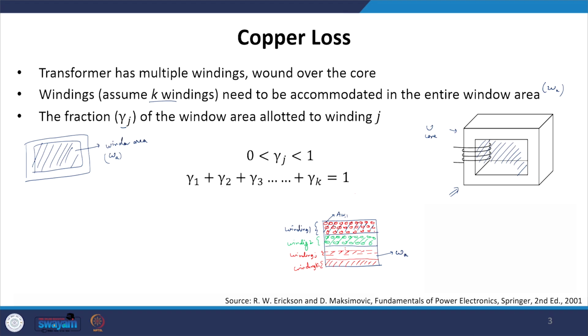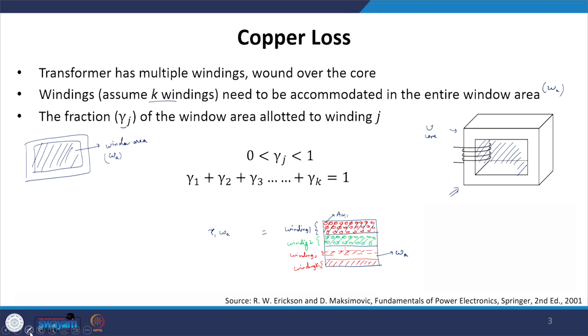So for example, assume, let us say, we have k windings which are put in here. These are the turns of those individual windings, the individual copper wire going and then coming back. This is the second turn, third turn, fourth turn, like that turns are being placed, and out of this entire window area we have defined only a fraction of that particular window area. It has been allotted to winding 1, and that fraction is nothing but gamma 1 WA.